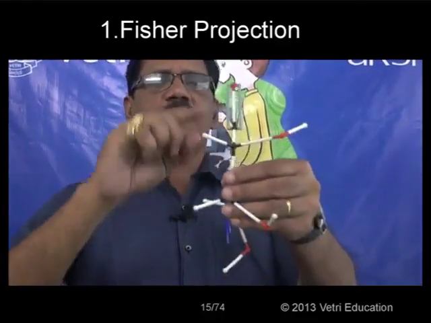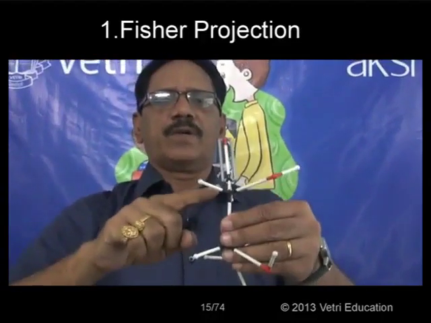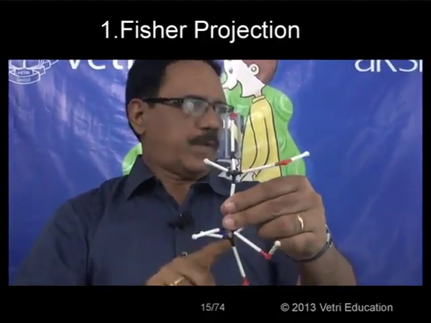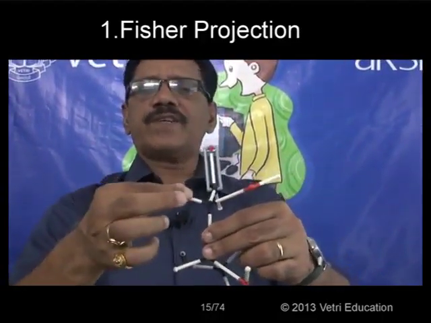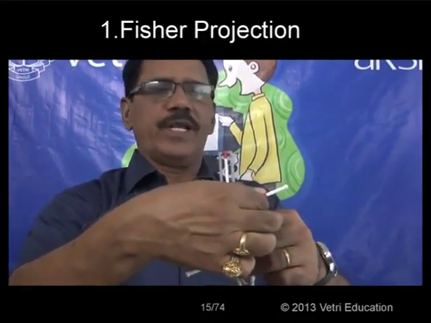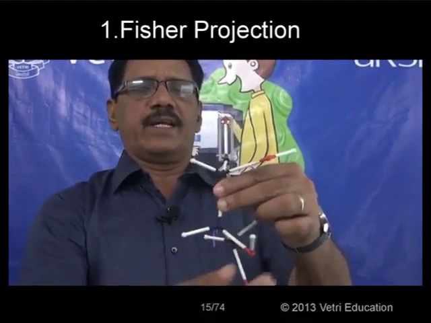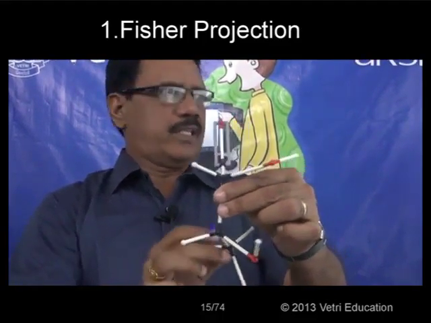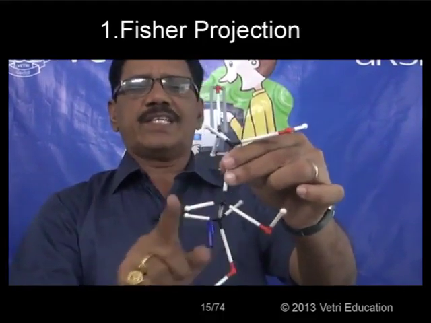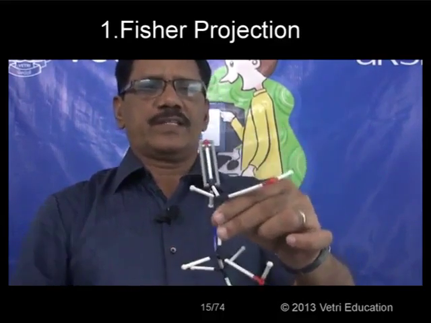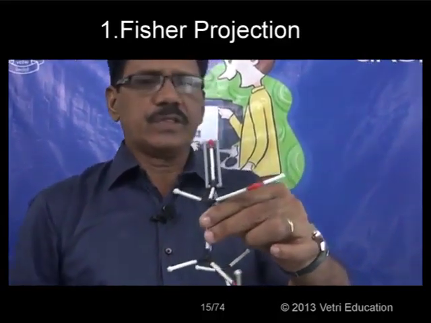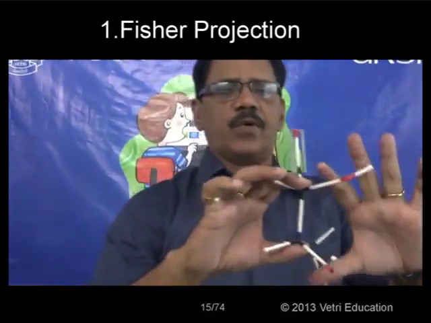That is carbon 1, carbon 2, carbon 3, carbon 4. On your left, hydrogen. On your right, OH, in the second carbon atom. In the third carbon atom, on your left, hydrogen. On your right, OH group. This is the fourth carbon atom, H, H, OH, CH2OH. This is the erythrose. So according to Fisher, that's the most important.